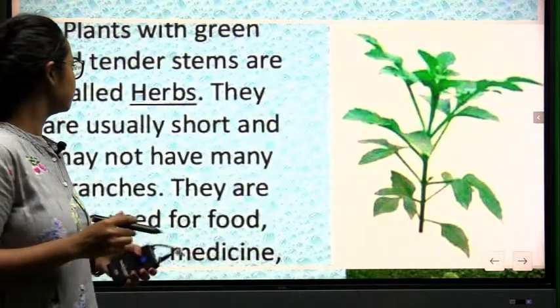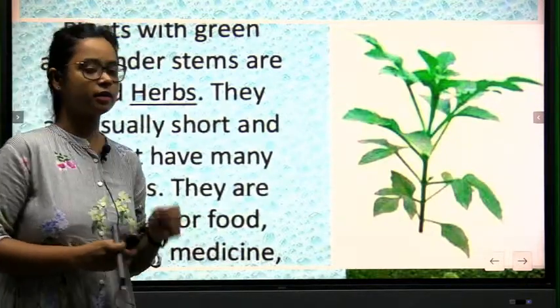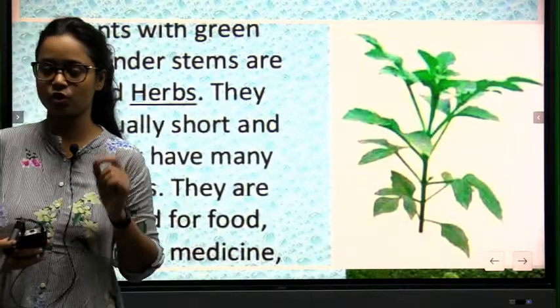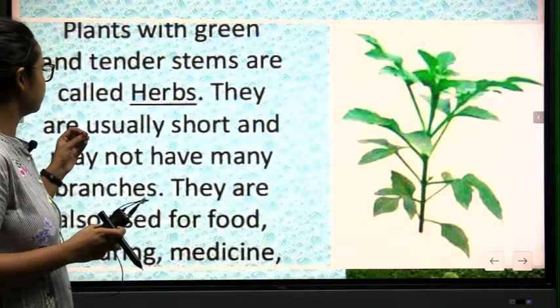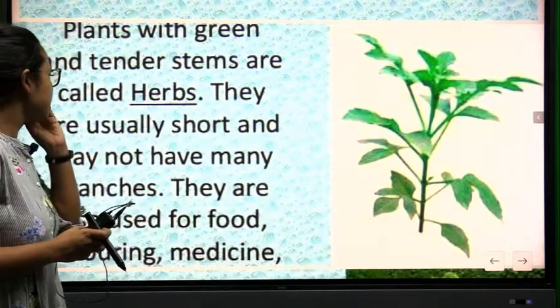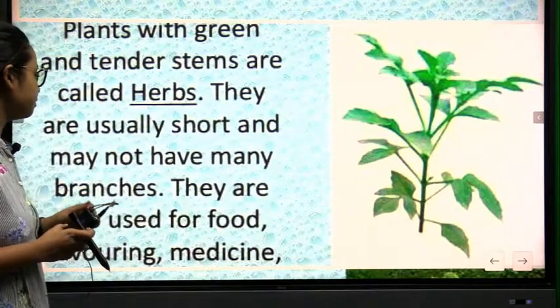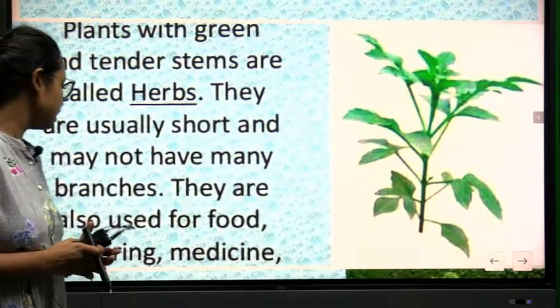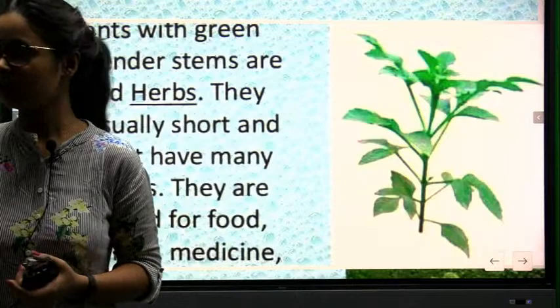Now what are herbs? Plants with green and tender stems. The plants which are very short in size, they have a very soft, tender stem. They are usually short and do not have many branches. They are also used for food, flavoring, medicines. Okay, now what are herbs?